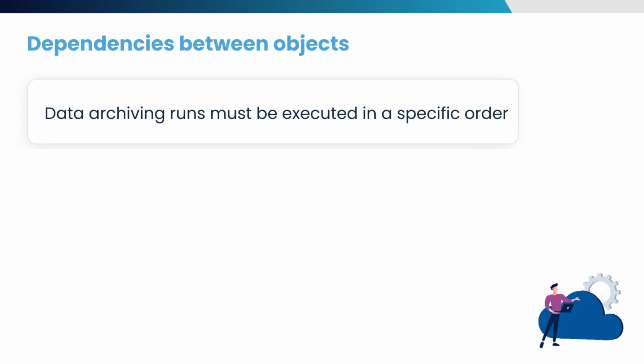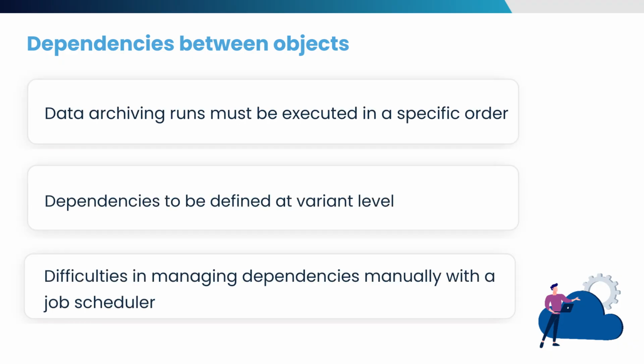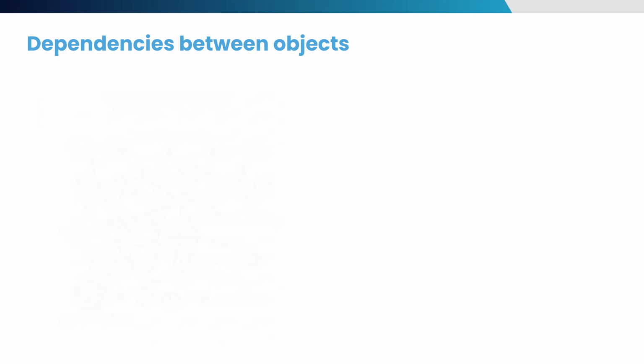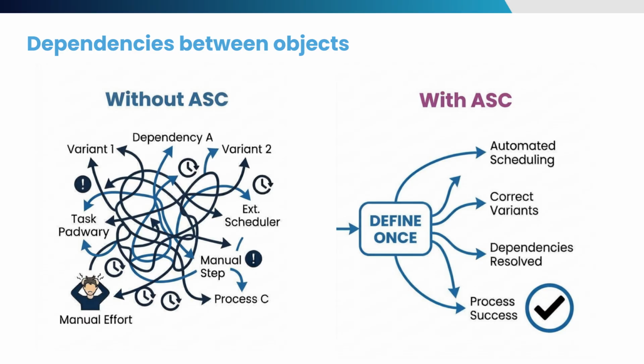Without the right tooling, keeping track of these relationships can quickly become time-consuming, especially if variants and dependencies are managed in an external scheduler. In a job scheduler, dependencies are defined manually. On the contrary, with ASC, you define the dependency once and everything else is handled automatically. And ASC comes with some predefined relationships that may be changed or completed.